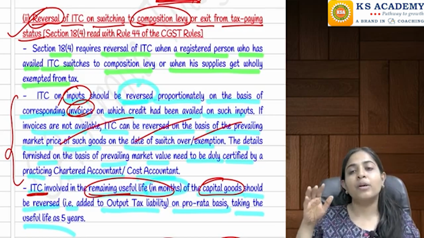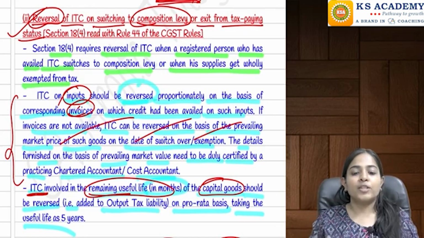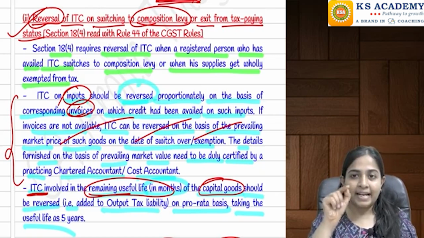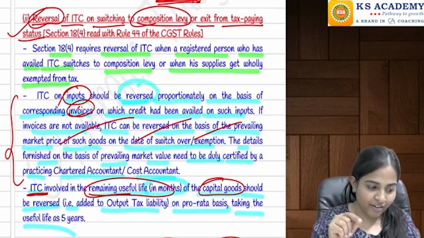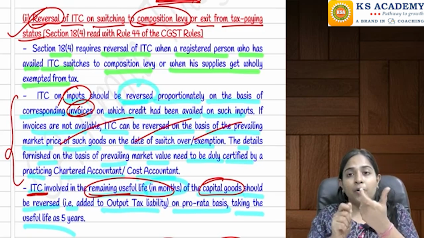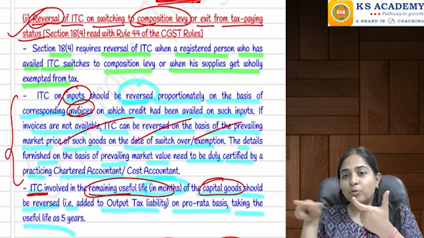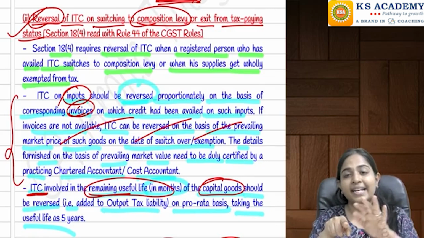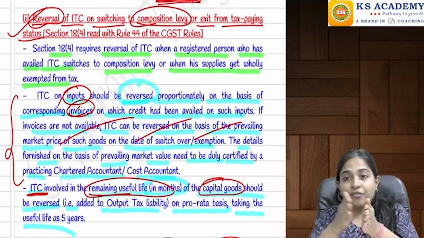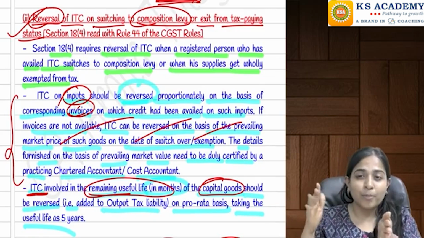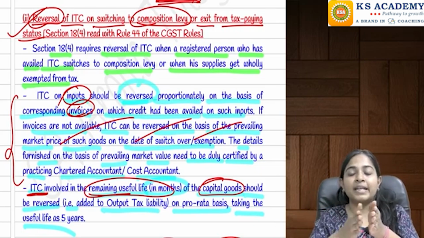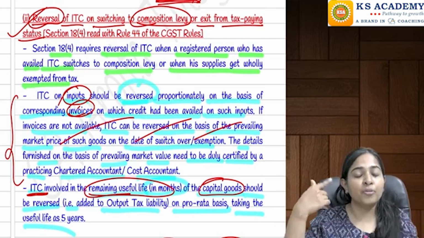Then what about ITC on capital goods? Whatever capital goods you have, find out the amount of ITC that you have availed, and then the ITC pertaining to the remaining tenure. Till now you were using it for taxable purposes, so that ITC was available. But from now onwards you will be using it for composition scheme or exempt supply purposes. So whatever ITC pertains to the remaining life, that much ITC should be reversed.